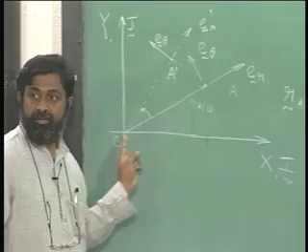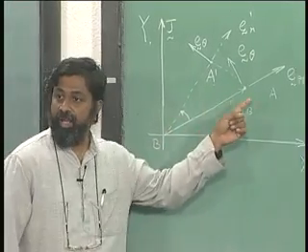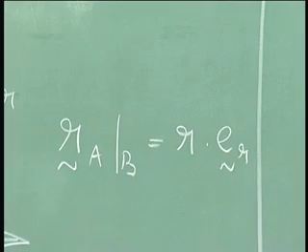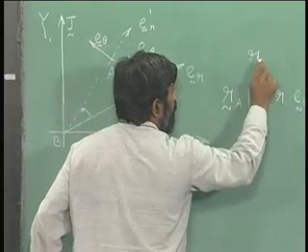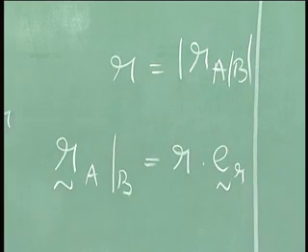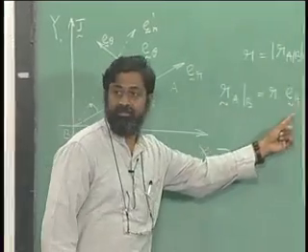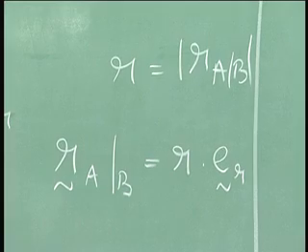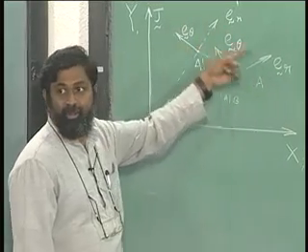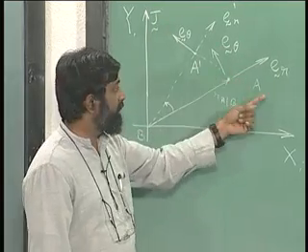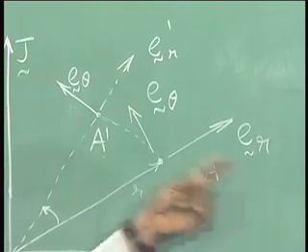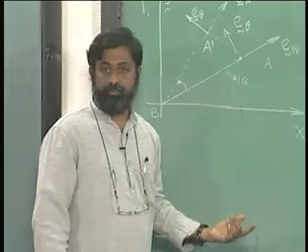or the position vector of A with respect to B can now be written as some value R, which is the magnitude of the distance between them, times ER. Now, I have a representation. The beauty of this representation is, remember, ER is now rotating. So, if I find the time derivative of this rotation of ER and E theta, I will be able to solve this problem.